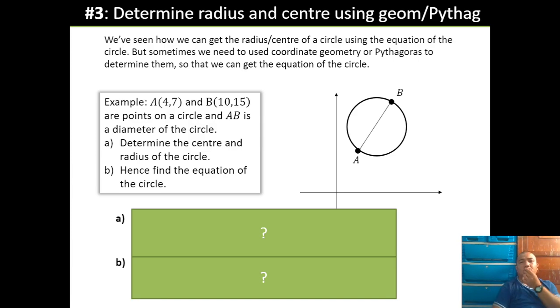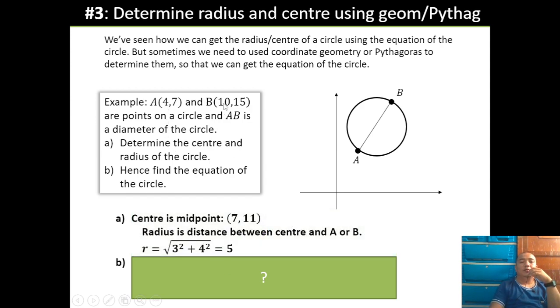Next, sample. A (4, 7) and B (10, 15) are points on the circle, and AB is the diameter of the circle. Determine the center and radius of the circle, and find the equation of the circle. Okay, for the center, it's just the midpoint. So 14 divided by 2 is 7, and 22 divided by 2 is 11. So (7, 11) is the center.